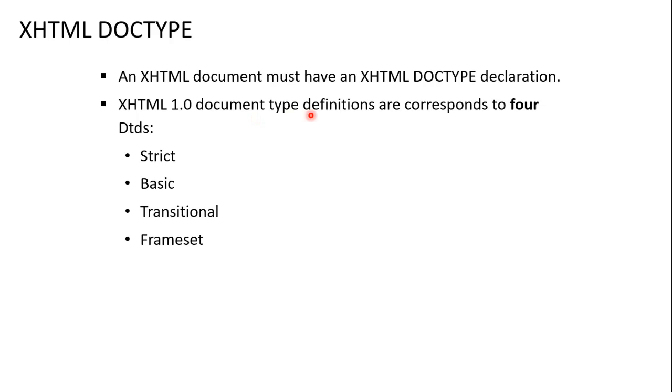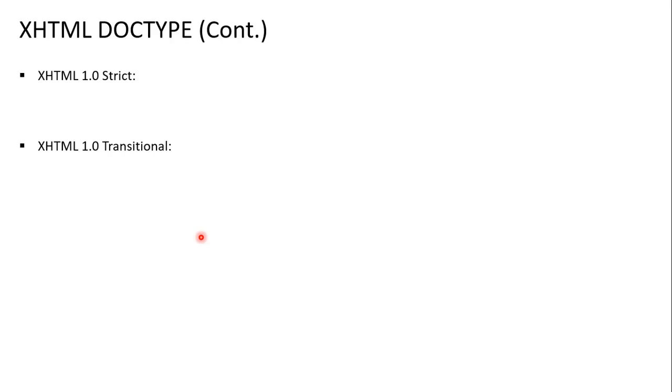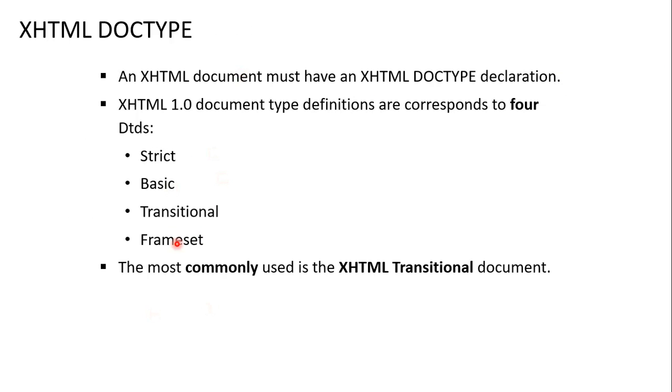XHTML 1.0 document type definitions correspond to 4 DTDs, that is strict, basic, transitional and frameset. So these 4 points you have to remember. The most commonly used is the XHTML transitional document. So from these 4, transitional is most commonly used. So we have 1.0 strict, transitional, basic and frameset, that I have explained over here. So these 4 points you have to remember.